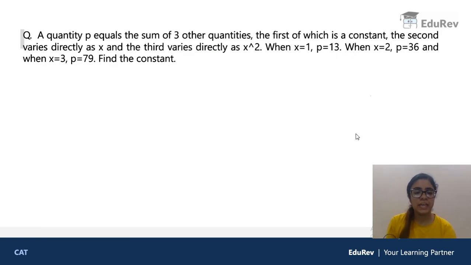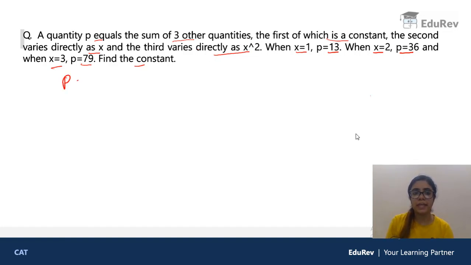What does it say? It says a quantity P equals the sum of 3 other quantities, the first of which is a constant, the second varies directly as x, and the third varies directly as x square. When x is 1, P is 13. When x is 2, P is 36. When x is 3, P is 79. Find the constant. So I would suggest you to try this sum on your own first and then look at the solution.